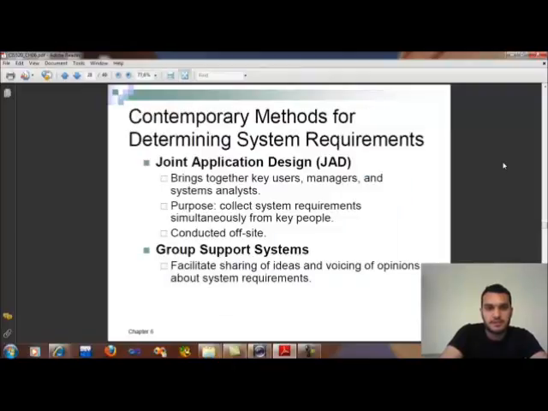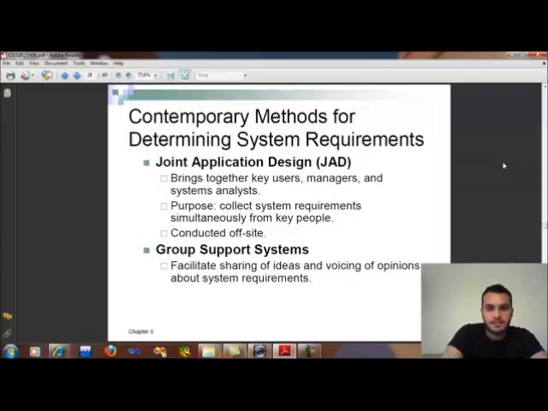And what is joint application design? Firstly, contemporary methods for determining system requirements. Joint application design brings together key users, managers, and systems analysts to collect system requirements simultaneously from key people, and it is conducted off-site.